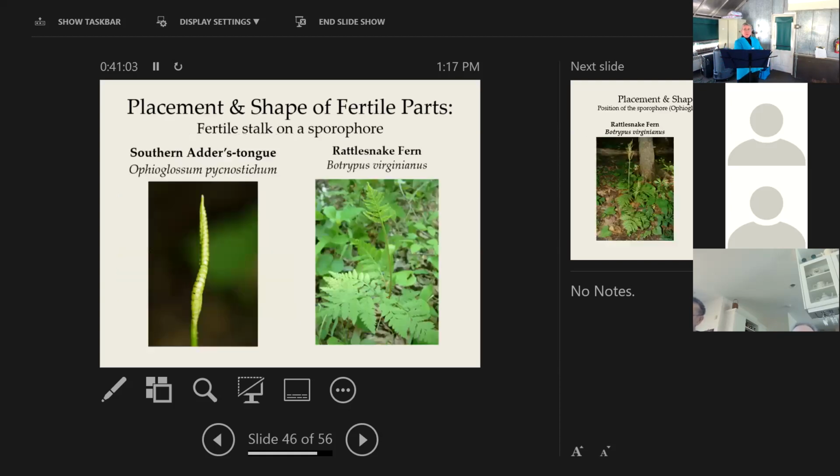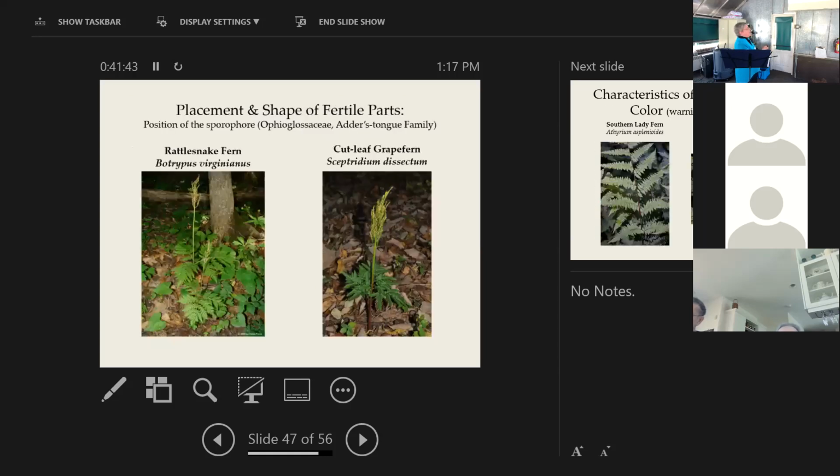Now on the adder's tongue fern, the fertile frond comes right up from where the leaf meets the stalk, and it's elongated and reminded somebody of a snake's tongue, and that's how it got the name adder's tongue fern. And you'll notice the slits in this structure. The structure is called a sporophore in these plants, and these slits open up when the plant is ready to send the spores. The wind blows through that and flings the spores out. A great adaptation. A close relative in the same plant family is the rattlesnake fern, Botrypus virginianus.